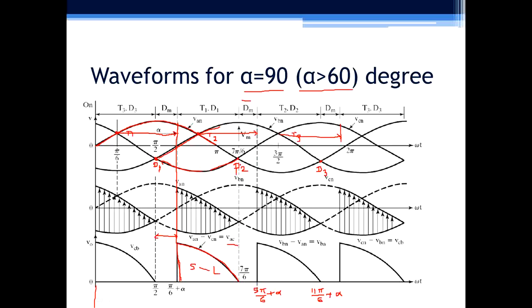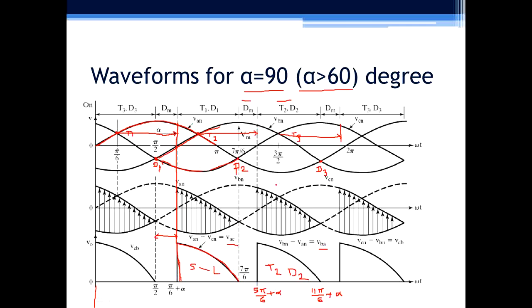Now D2 will join the conduction, and T2 is triggered at 5 pi by 6 plus alpha. So from 5 pi by 6 plus alpha to 11 pi by 6 plus alpha, T2 and D2 will come into conduction, and the load is connected to voltage VBA. So VBA will appear across the load. Here we can see that for alpha equal to 90 degrees, we get 3 pulse operation. That means when the input completes one cycle, the output has 3 pulses.